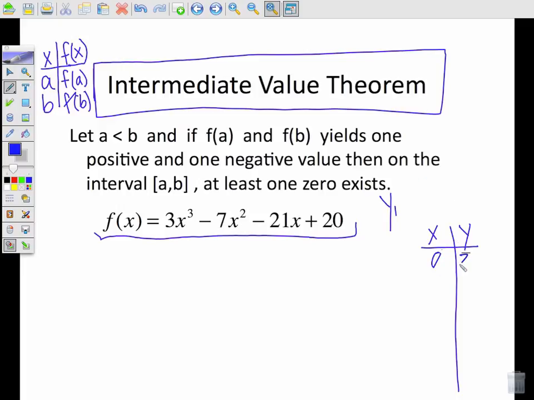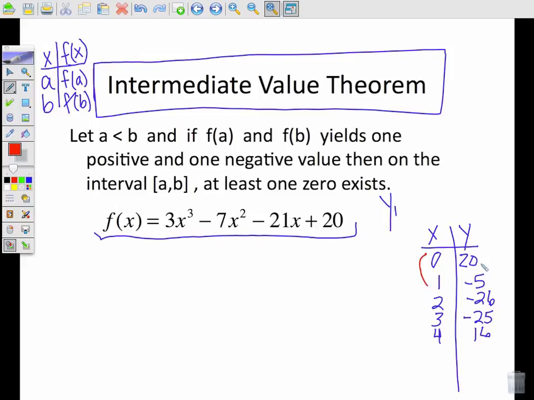You can see the table shows you at 0 you have 20, and at 1 you have -5. At 2 you've got -26. At 3 you've got -25. At 4 you have 16. So I'm going to go ahead and talk about this intermediate value theorem, or this test here.